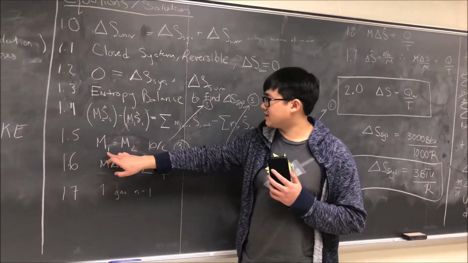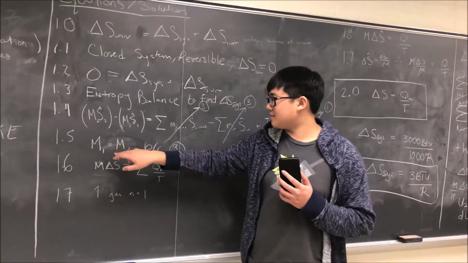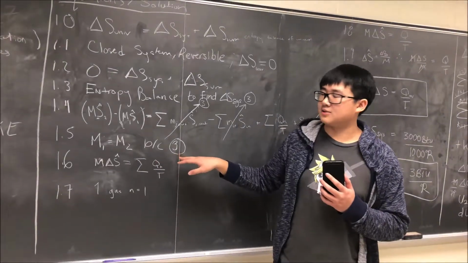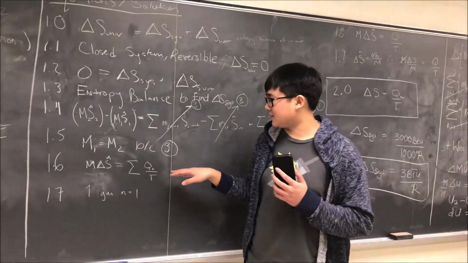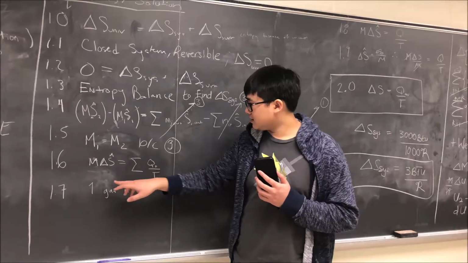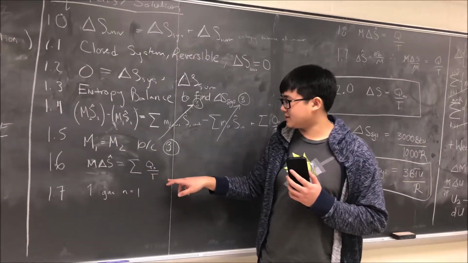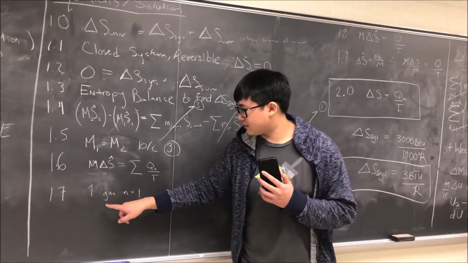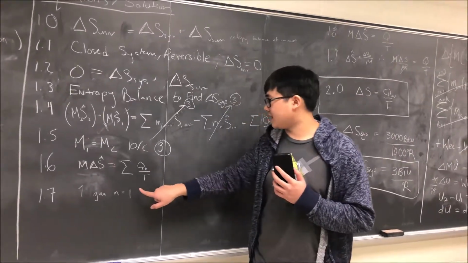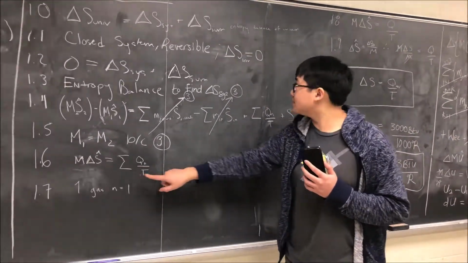And next we assume that mass 1 and mass 2 are the same because it is a closed system and there's no mass being transferred. And this is our simplified equation. And we simplified it further by saying that there's only one gas, so n equals 1, so there is no summation.